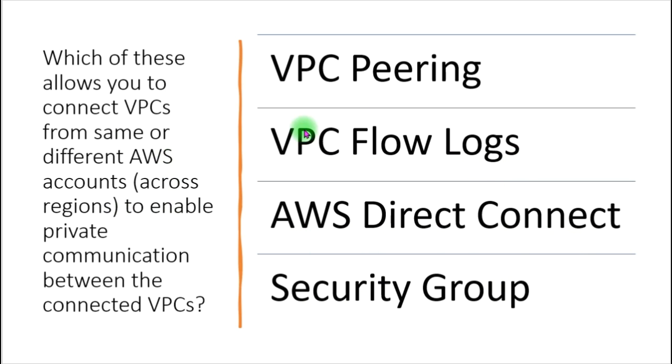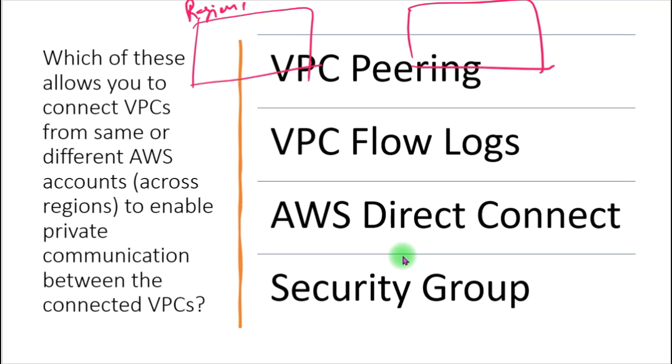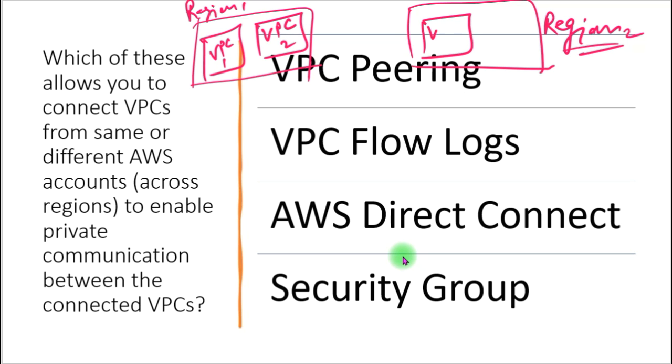So first let's understand the requirement, what they are asking in the question. As you know, our infrastructure can have multiple regions. Suppose this is region 1, and we have another region, region 2. Inside regions we have availability zones, but we are not discussing that right now. Suppose we have two VPCs here, VPC 1 and VPC 2. Similarly we have VPC 3 and VPC 4.